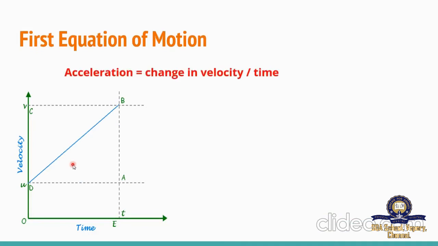So first equation of motion: acceleration is equal to change in velocity by time taken. We know that, right? Acceleration is equal to change in velocity by time taken. So change in velocity is nothing but final velocity minus initial velocity, by time taken. Here in this graph, the final velocity would be OC, v. OC minus initial velocity, which would be OD, and the time taken is OE.